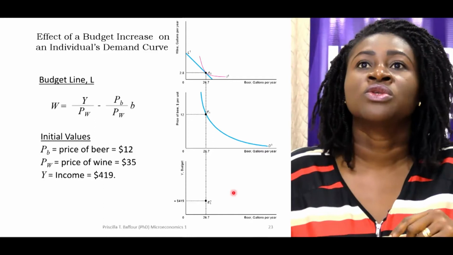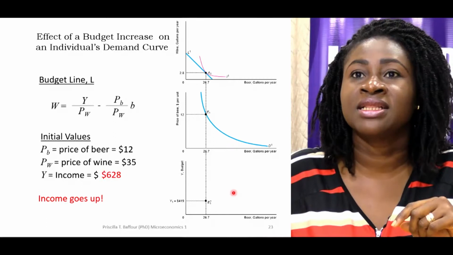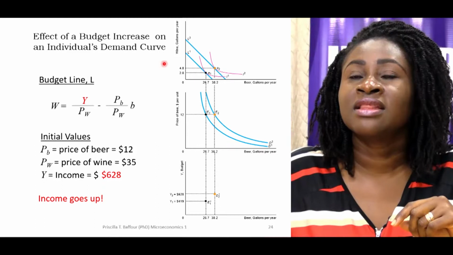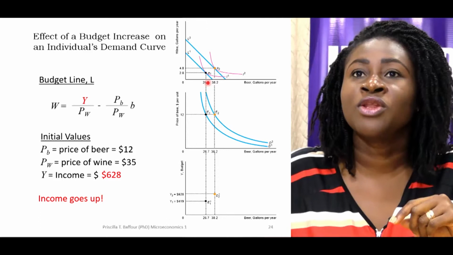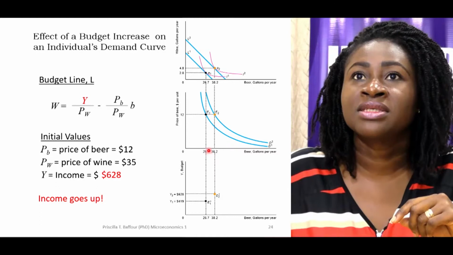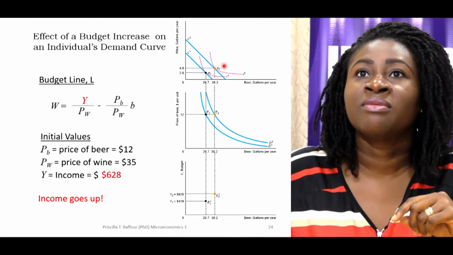Holding price constant. Here, we want to look at a scenario where there is a change in the income of this individual. The individual started at point E1 with income Y1. These were the quantities of wine and beer that he was consuming. At income level Y1, he was consuming 26.7 gallons of beer. When income increased, the budget line shifts outwards, and the new equilibrium is at E2.